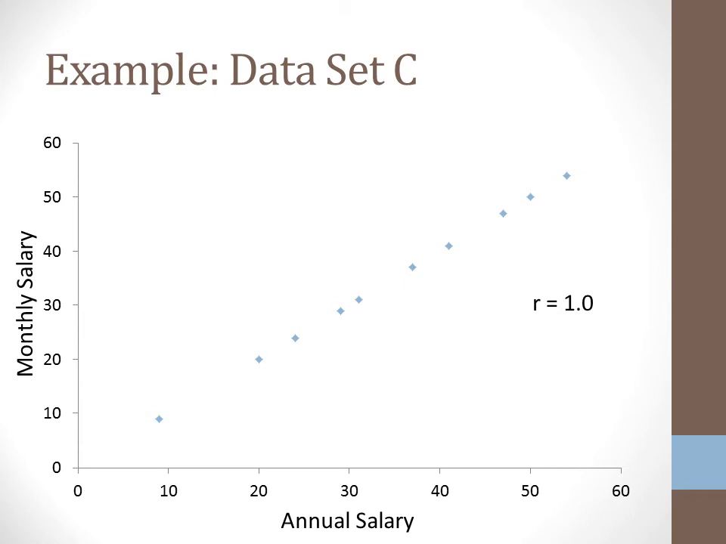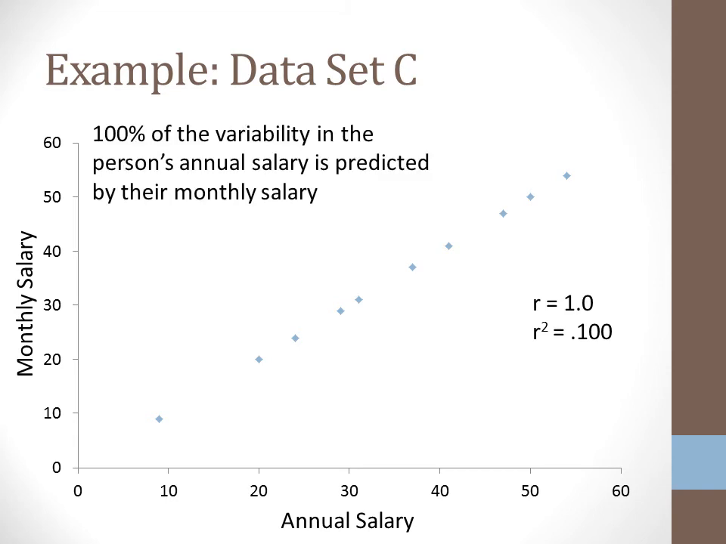So with an R equal to 1, we get an R squared of 1. In other words, we are at 100% predictability. Thus, if you know a person's monthly salary, you can predict perfectly the person's annual salary. In this case, there's complete overlap between the two measures because the person's monthly salary provides exact information about the person's annual salary. Another way we can word it is that 100% of the variability in a person's annual salary is predicted by their monthly salary.